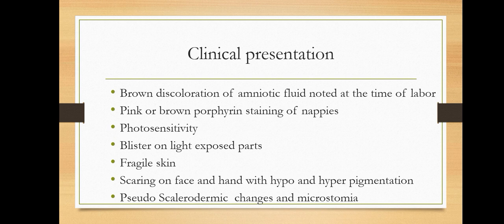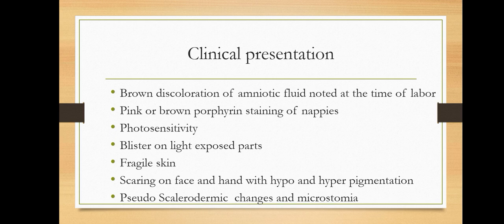Clinical presentation: these include brown discoloration of amniotic fluid noted at the time of labor. This is usually noted by the mother. Pink or brown porphyrin staining of nappies. Photosensitivity: blisters on light exposed parts of the body. Fragile skin. Scarring on face and hands with hypo and hyperpigmentation.